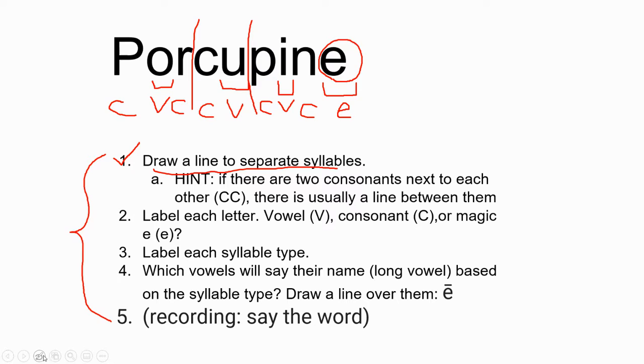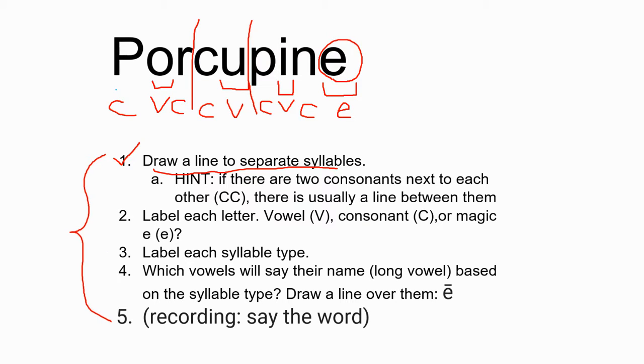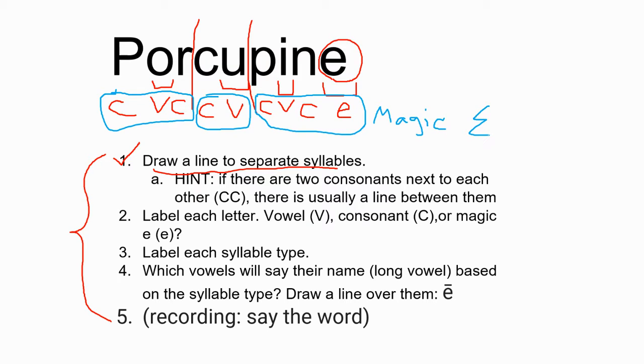Let me get, is there another color? Maybe not. Haha, yes there is. Okay, so we have a CVC, we have a CV, and we've got CVCE. All of these give me hints about what type of syllable these are. So we'll start with this last one, CVCE, that's magic E. So I'm going to write magic E. That's a syllable type.